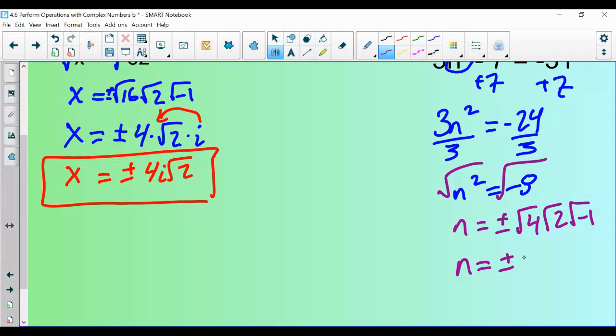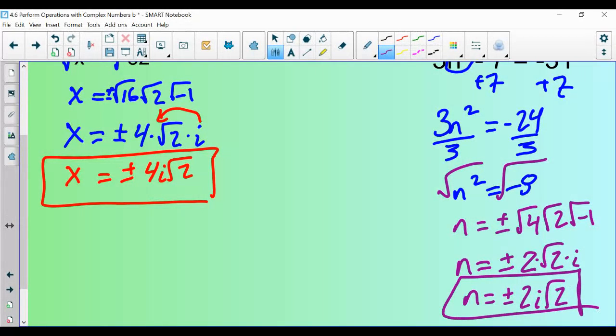We know the square root of 4 is 2. Root 2 cannot be simplified, and the square root of negative 1 is i. And then remember, we don't like i at the end like this. We don't like it after a root. We like it right before the root. 2i root 2. And that would be your answer.